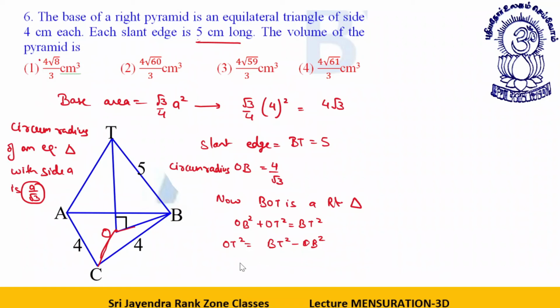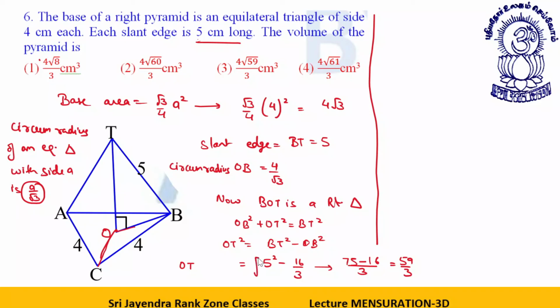Okay, dear students. So this will be what BT is: 5 square minus OB square, that will be 16 by 3. This will be like 75 minus 16 by 3. This will be equal to 59 by 3. Now you have got the height. So OT is equal to under the root this. Height OT is equal to root of 59 by 3.